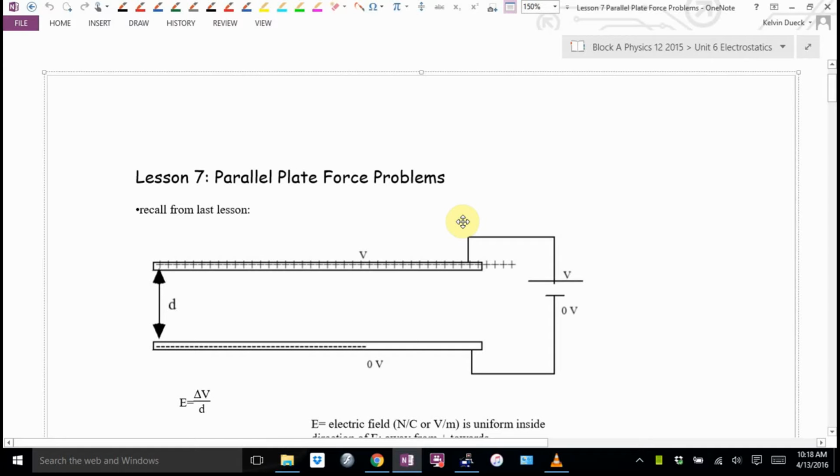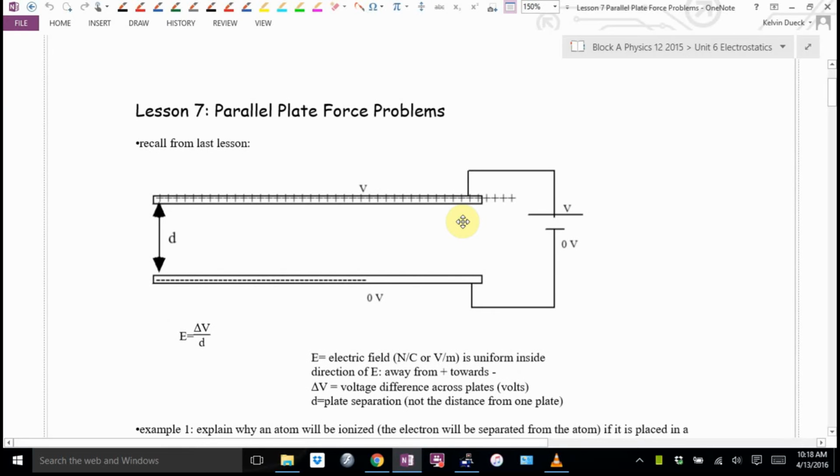So I wrote here, lesson 7, parallel plate force problems. Recall from our last lesson, we said if you have parallel metal plates, and you charge one positive and one negative, or more often, Colin, you just hook one end up to the ground, the electric field is given by that.